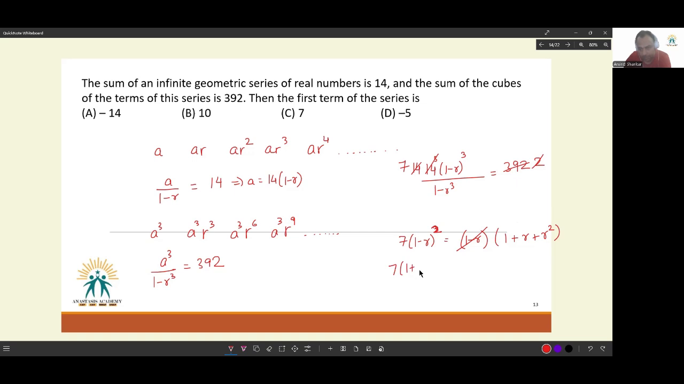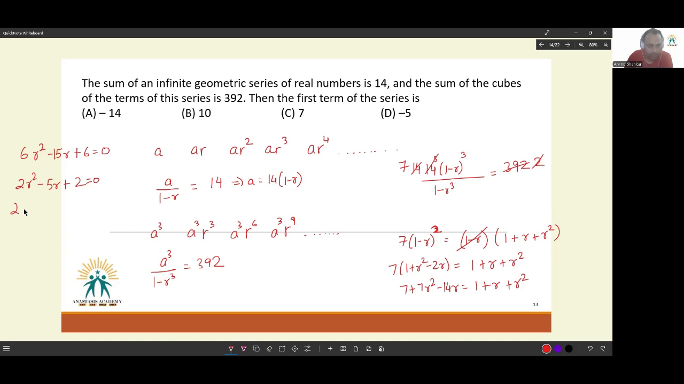7 times of 1 plus r square minus 2r is equal to 1 plus r square. 7 plus 7 r square minus 14r is equal to 1 plus r square. Let me bring stuff over. It will become 6r square minus 15r minus 6 is equal to 0. I can get rid of 3s. So I will have 2r square minus 5r minus sorry, plus 6, it will be plus 2 is equal to 0.